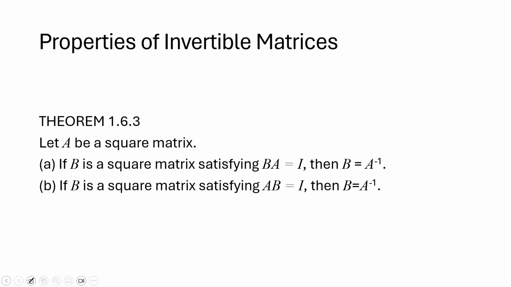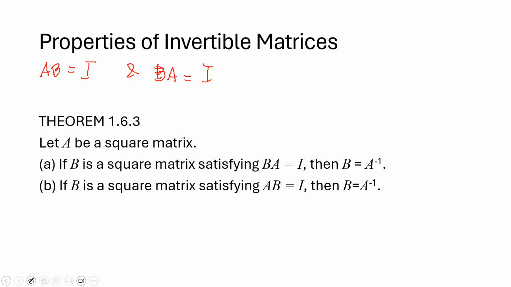So let's have properties of invertible matrices. Up to now, to show that an n by n matrix A is invertible, it has been necessary to find a square matrix B such that AB is equal to the identity, and BA should also be the identity.